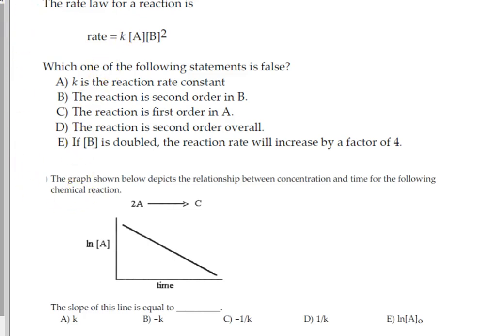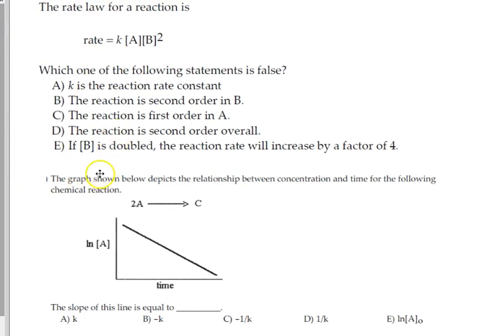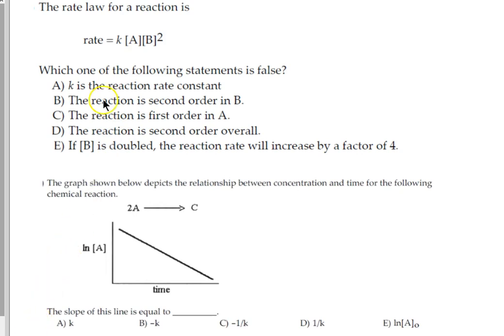There are 2 separate questions here. Right here, they do fit. All right, so here we go. We addressed this a little bit yesterday. If the rate law is rate equals k[A][B]^2, which one of the following statements is false? K is the reaction rate constant. That is true, so meaning this is the wrong answer because it does say false.